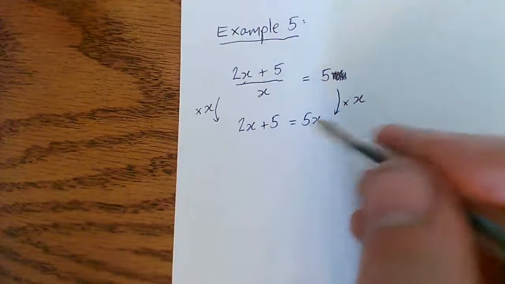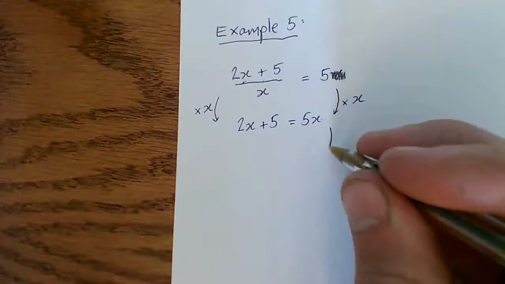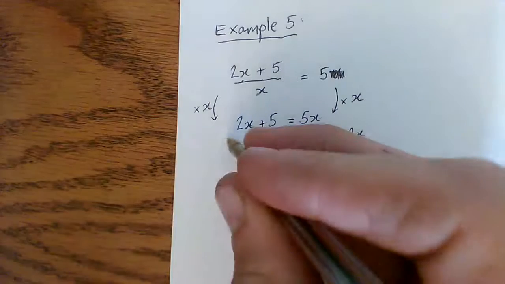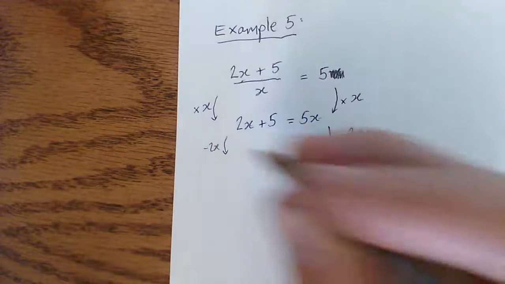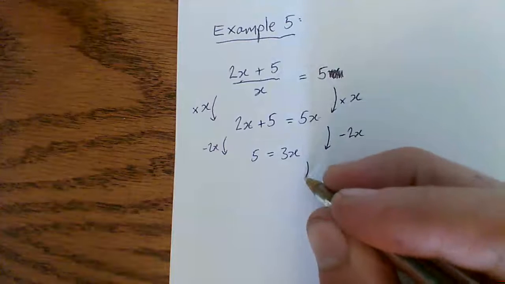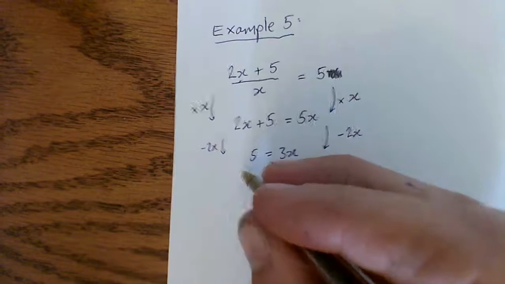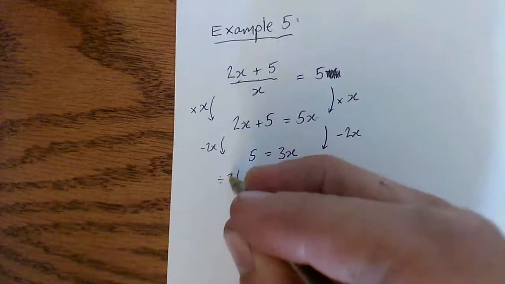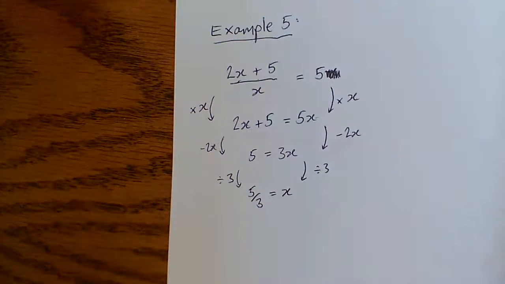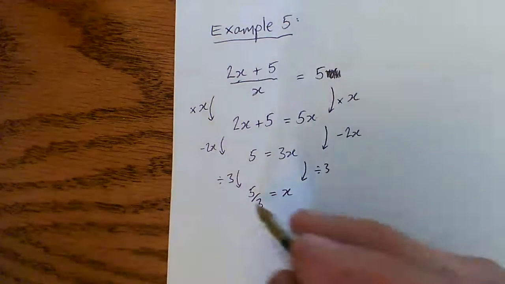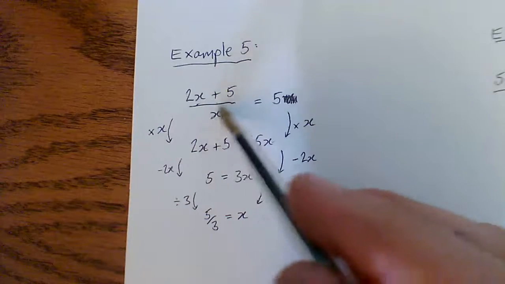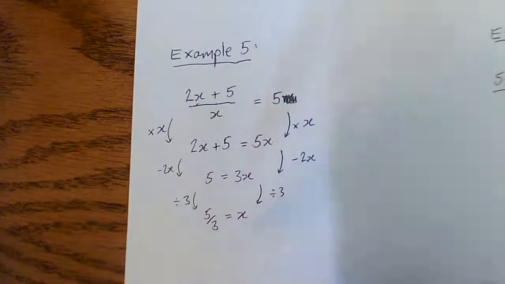We've got x's on both sides, so the obvious thing to do is to take the smaller number of x's away. Let's take 2x off both sides. That leaves us with 5 equals 3x. Divide both sides by 3, and we get 5 over 3 equals x. Or if you prefer, x equals 5 over 3. So a lot of thinking to be done when you've got an x on the bottom, but the procedure remains the same.